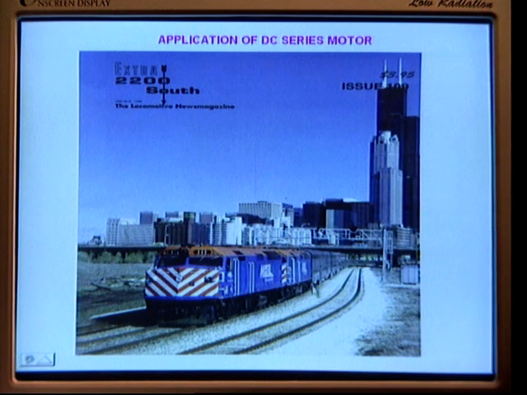In a diesel locomotive, the motor runs a DC series generator. The DC series generator generates an EMF. That EMF is supplied to the remaining DC motors. Hence, it has a very high starting torque.